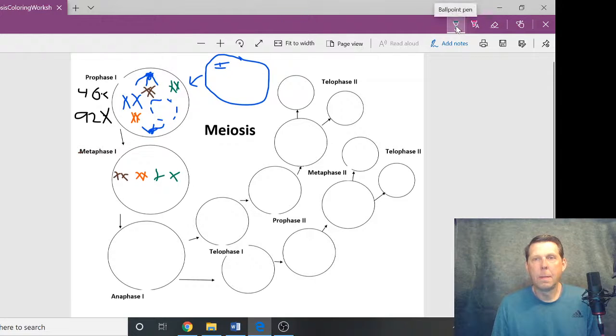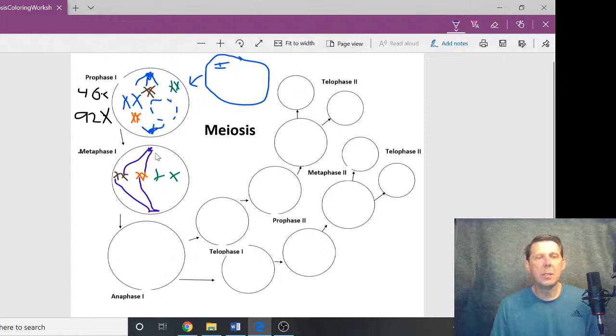All right. And our centrioles are still at the pole. And our spindle fibers are attaching. Now they're attaching to this one. This one is attaching to this one. This one's attaching here. This one is attaching here. And that's important because this one is going to go this way. This one is going to go that way.